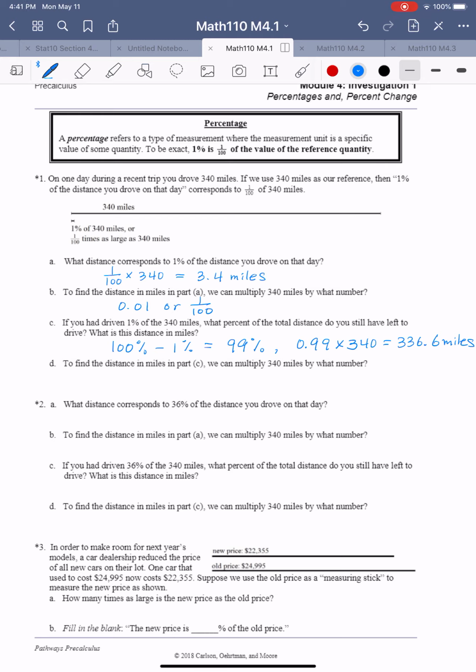And part D, find the distance in miles from part C. We can multiply 340 by one number. It could be 0.99, or you can multiply by 99/100.